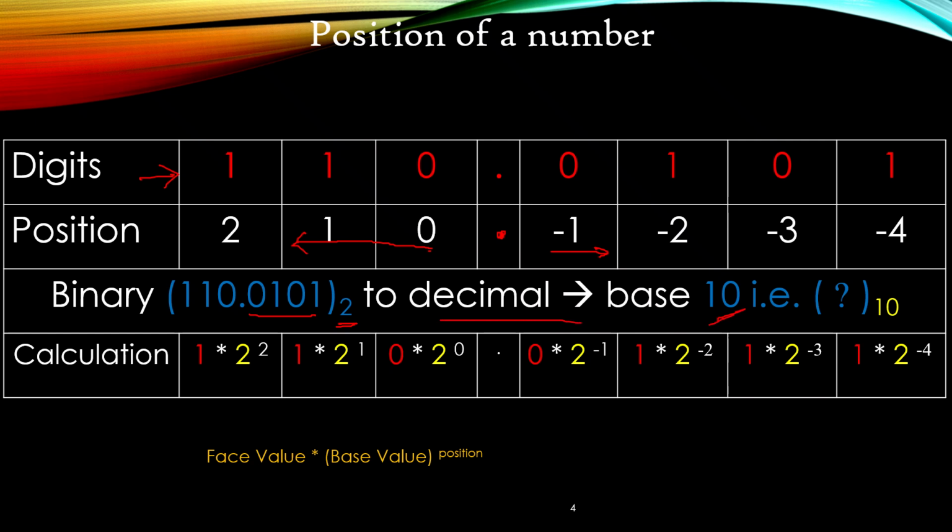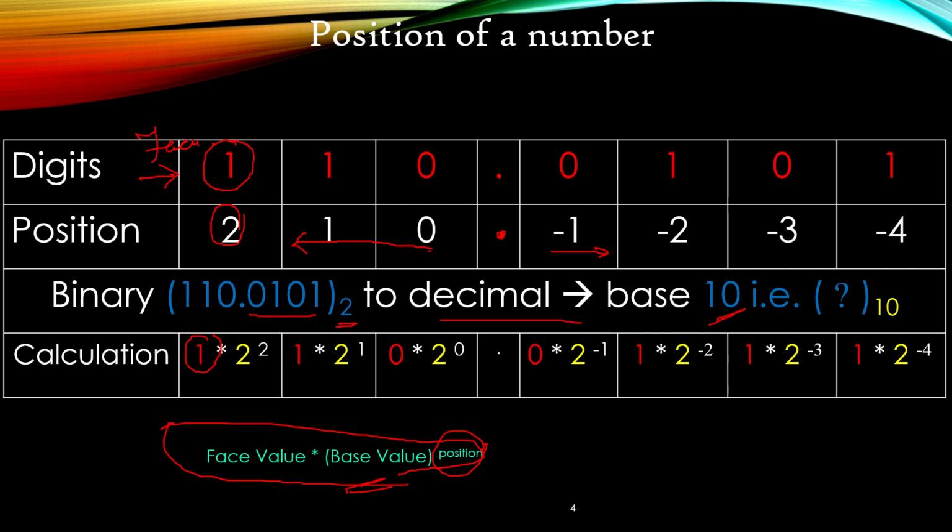which we are going to convert into decimal, that is base 10. So every time during the conversion, we should remember the formula: face value into base value to the power of its position. So let me take the first digit. The face value of the number is 1 into the base value. As it is a binary number, the base value is 2, so into 2 to the power of position. The position value of this 1 is 2.